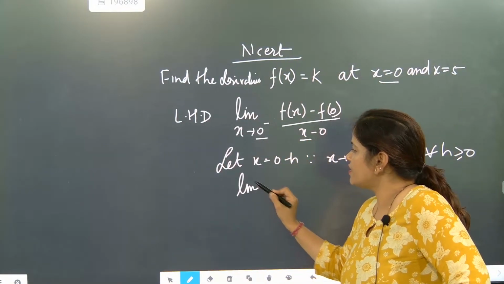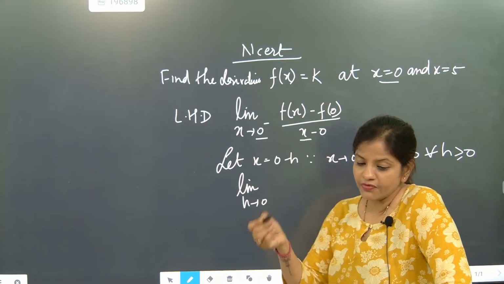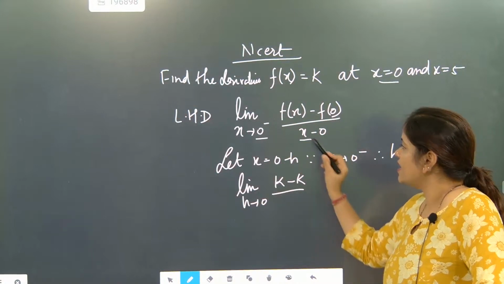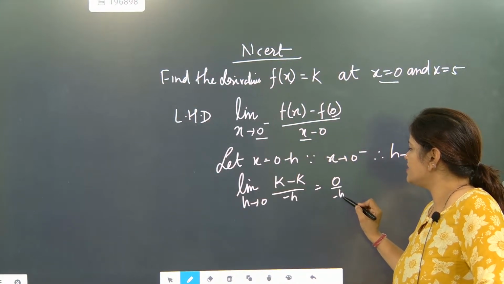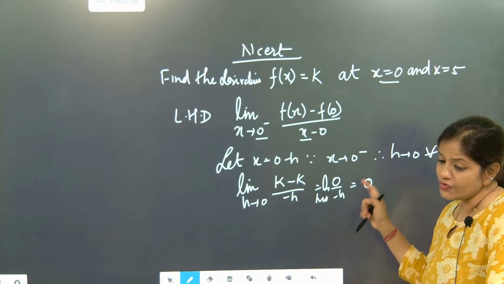Because once you have converted it into h, now there is no plus or minus. We are ready for our consequences because no plus minus is there. This is k, and this is 0 minus h. So minus h is coming. Now 0 by minus h, limit x tends to 0 is there. So it is coming as 0 because of numerator 0.